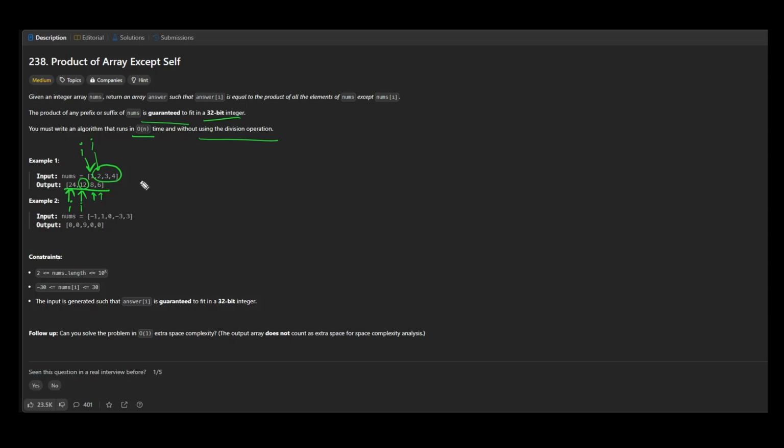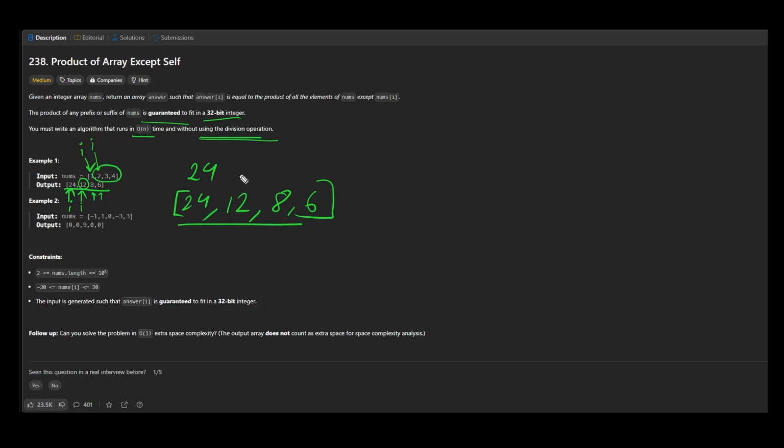A simple solution that would come to anyone's mind is: how about we calculate the multiplication of every element and then divide it by the element at that position i. The multiplication of this is 24. So for every index, you divide it by the element at that index. So 24 by 1 is 24, 24 by 2 is 12, 24 by 3 is 8, and 24 by 4 is 6. But of course, we cannot use the division operation, so this would be invalid.